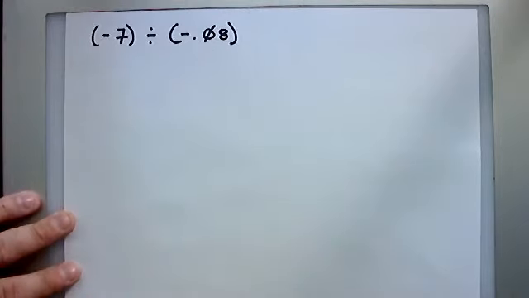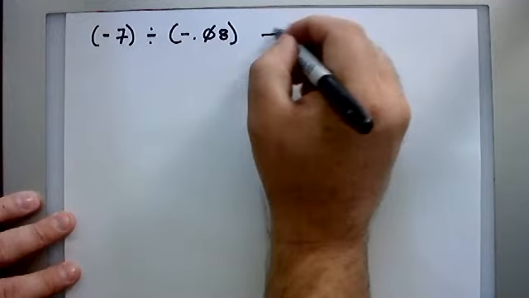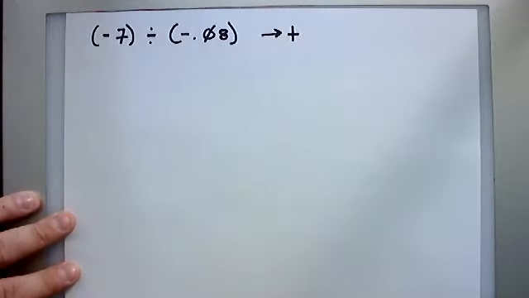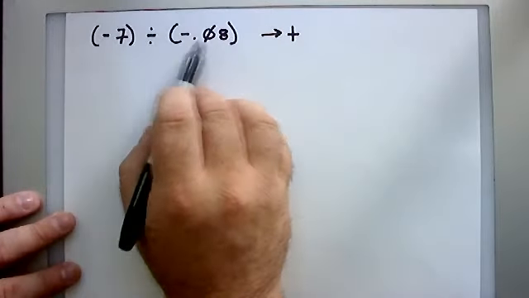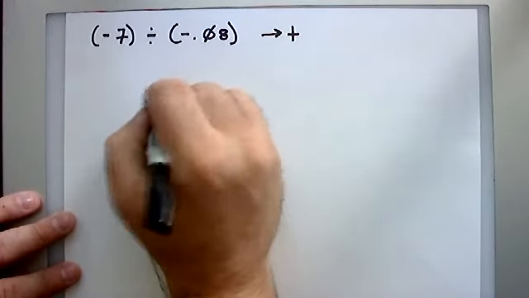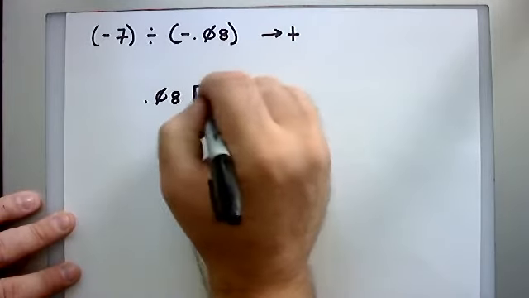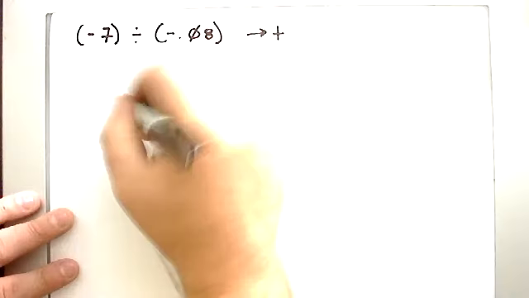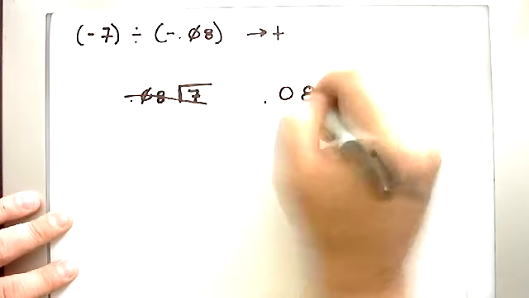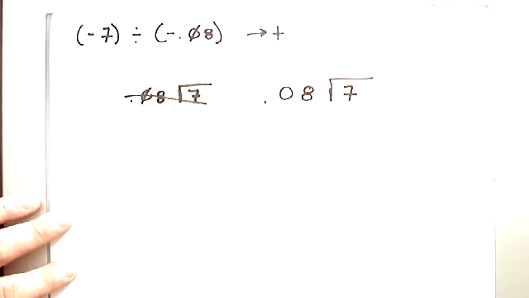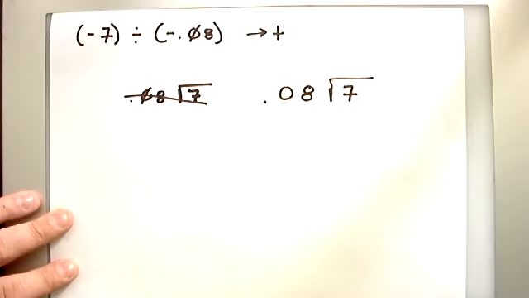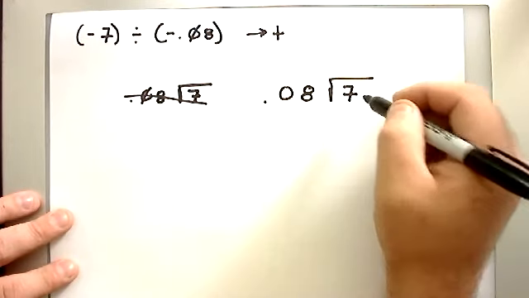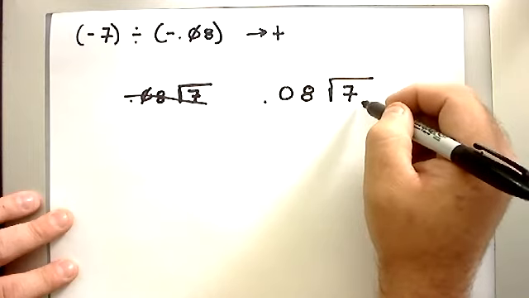But before we get ahead of ourselves, negative divided by negative, positive. Take care of the sign. You don't need to worry about it again. So -7 divided by -0.08. So 0.08 goes outside the box, and 7 goes on the inside. All right, actually going to try to maybe make that a little bit bigger. 0.08 on the outside and 7 on the inside. All right. Now, again, just like last time, you need to know where your decimal is before you start dividing. So just like last time, this is the whole number 7, the decimal is there.